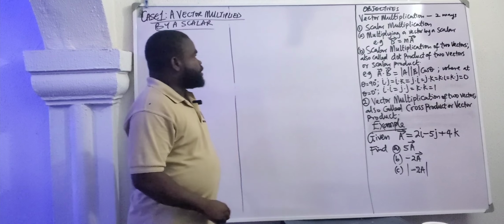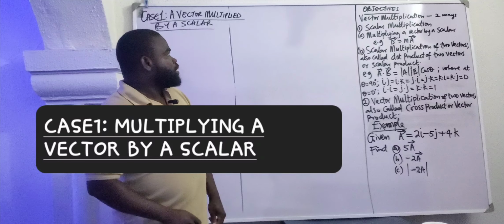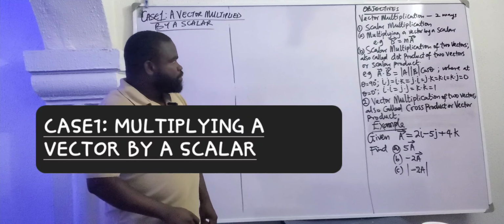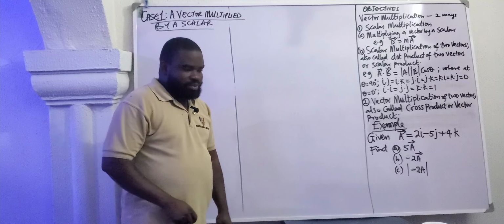In our class of today in Physics 101, we continue with our topic on vectors and scalars. We will look at vector multiplication in today's class.